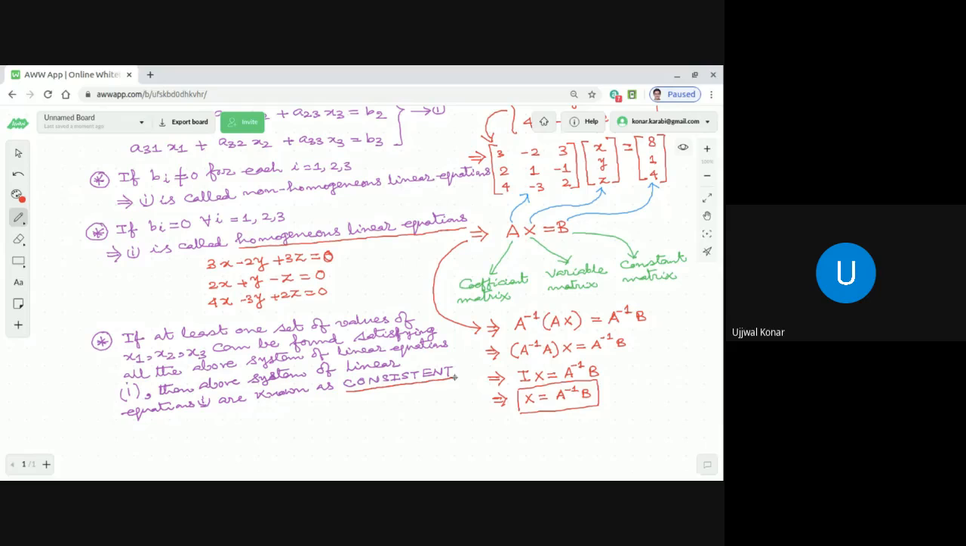Now it may be possible that we get more than one set of values of x1, x2, x3, then also it is consistent. But at least one, if we get, then only it is consistent. If we get more than one, then also it is consistent. But sometimes it is possible, dear students, that we are not able to find any values of these unknowns. That means no solution exists. Then we say the system of linear equations is inconsistent.